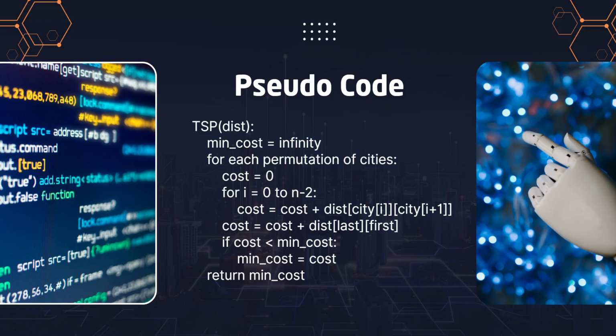Each permutation represents a complete tour that visits every city exactly once. For each permutation, the cost is calculated by adding the distance between corresponding cities. After reaching the last city, the distance back to the starting city is added to complete the tour. If the total cost of the current route is lower than the previous minimum cost, the minimum cost is updated. After evaluating all permutations, the algorithm returns the minimum cost, which represents the optimal solution.